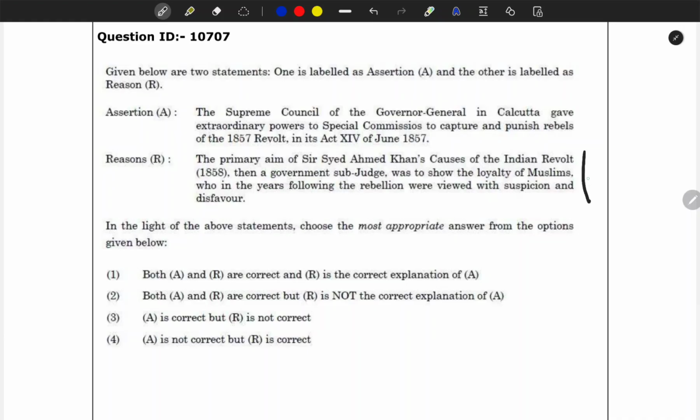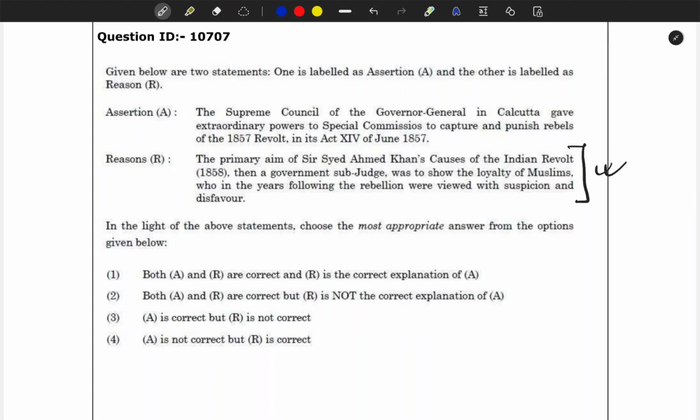So actually, I don't know whether you have read, but I had one dedicated paper on the 1857 revolt, and in that we went through Syed Ahmad Khan's writings, and according to that this statement is true, that he did not want Muslims to be treated as an enemy. So this is how he interpreted that.